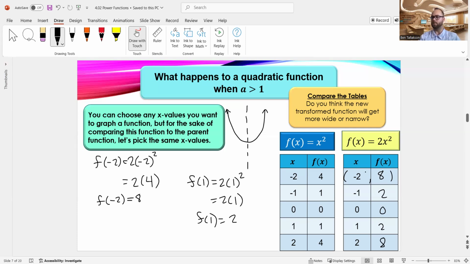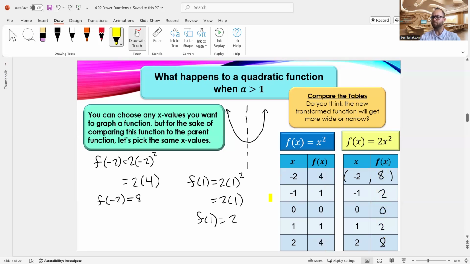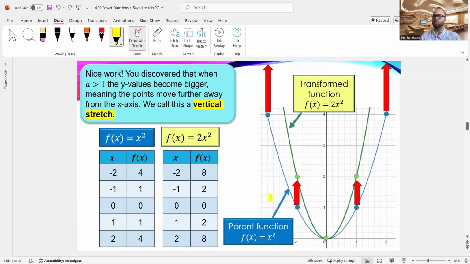Try to visualize. And if you can't visualize, that's okay. Look at the y values. These are on your y, also known as your f of x axis. Bigger y values in the new function, right? So nice work. You've now discovered that when a is greater than 1, and again, ignore the negative sign when you're thinking about this. Negative just determines is it opening up or opening down, okay?